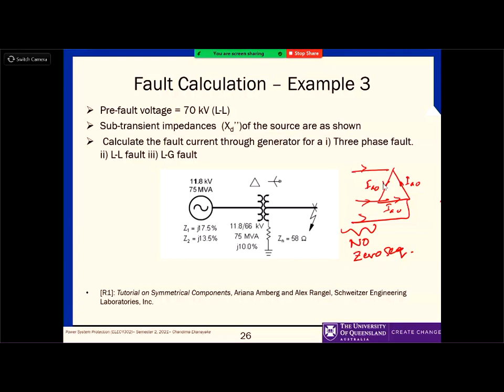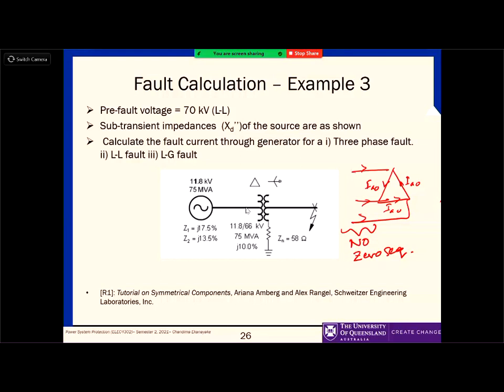So what is the impact of it for us, for a fault calculation? Since it's not going through this line, it looks like nothing is coming from here to the transformer. The zero sequence network is basically blocked here. Nothing is coming through this line. If something is not coming, it looks like a very high impedance. If there is a very high impedance, then there is no current. What is the highest impedance that we can get? Infinite.